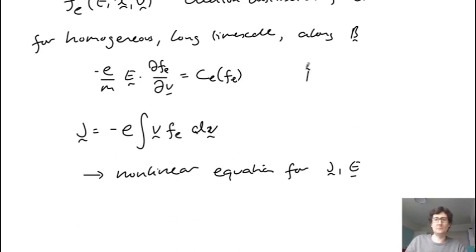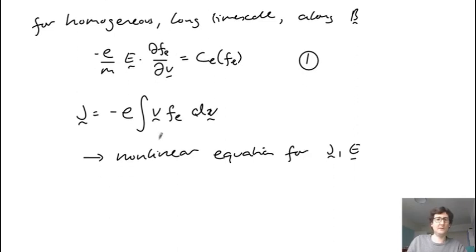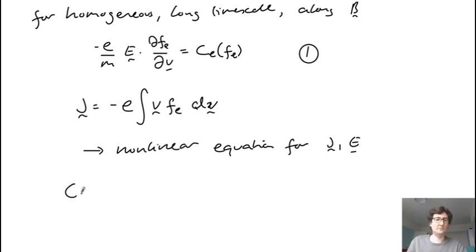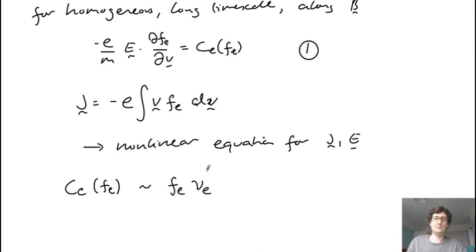So if I call this equation 1. In this equation, obviously the left-hand side is balancing the right-hand side. What is it about these terms which is balancing? So we can just do an order of magnitude estimate, and so we say that on the right-hand side, the collision function C_e of f_e is roughly like the distribution function times the collision rate, nu_e. So it's the collision rate times the distribution function.